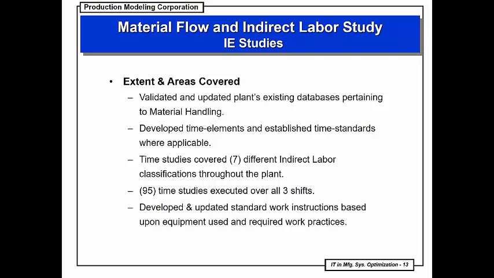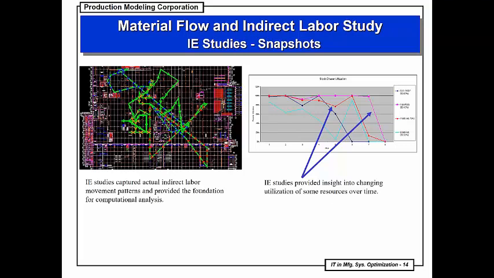Now some people were cutting the bands over the pallets, removing the shrink wrap. So some of those times we collected, and those were standardized so that they could be used for any studies going forward. So there you can see some of the IE studies captured actual indirect labor move patterns. That means you're showing how some of the indirect labor were moving inside the plant.